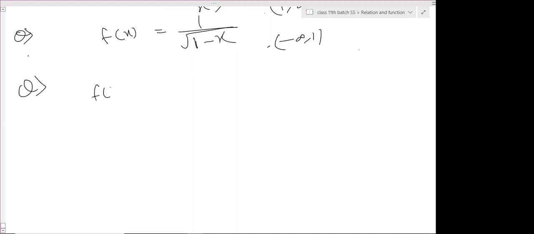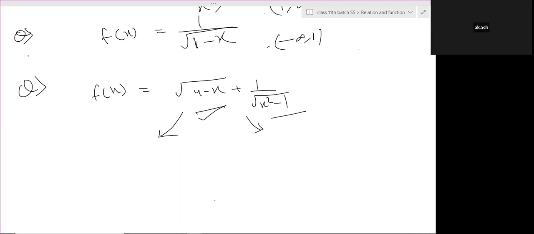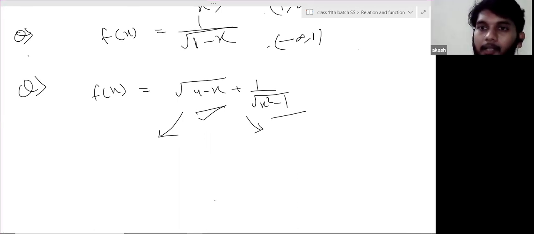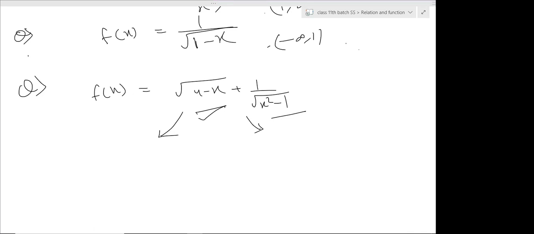Find the domain of the function defined by f of x equals 4 minus x plus 1 upon under root x square minus 1. All right. Solve this, then think what we can do. First, try to solve this individually. If this was the question and this was the question, how would you have solved? All right, Arnav, Fahad. Yes, sir.